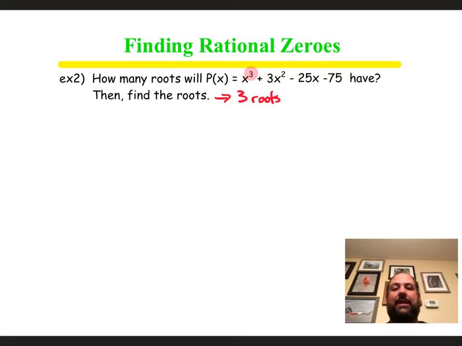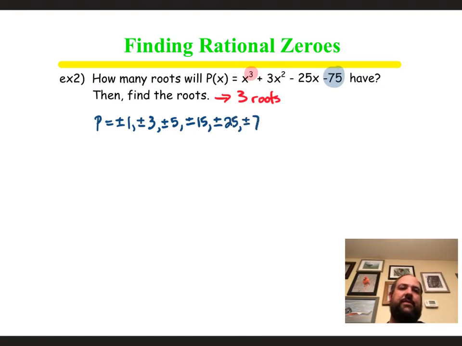Now we're going to generate our list of p over q values, unless, in this case, it just says find the roots. So if I wanted to take the time to find p over q, I guess I could. Let's do it. P values, remember, they're going to be the factors of the constant term. So in this case, our p values would be plus or minus 1, plus or minus 3, plus or minus 5, plus or minus 15, plus or minus 25, and plus or minus 75.